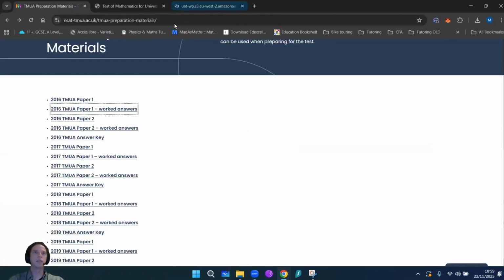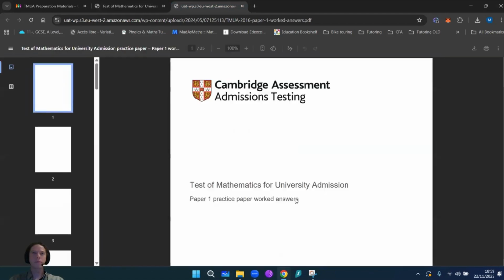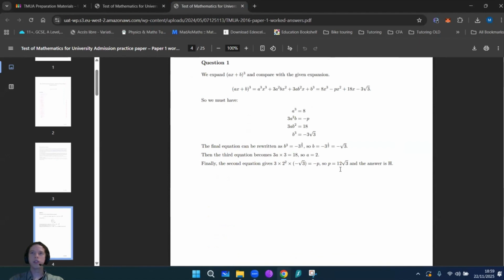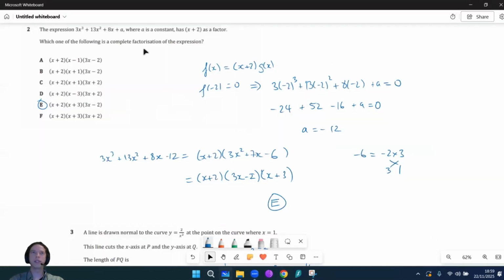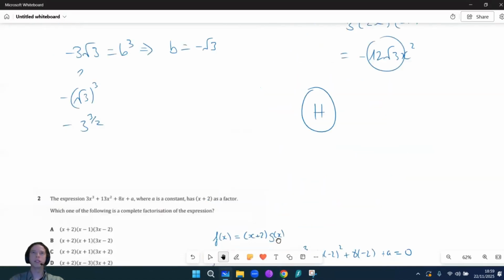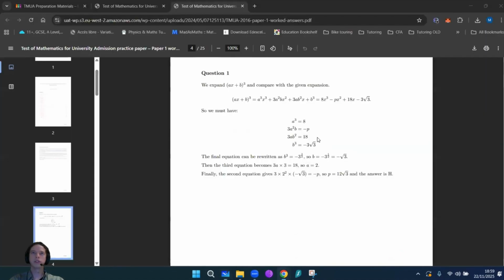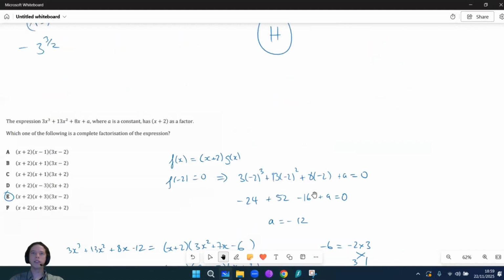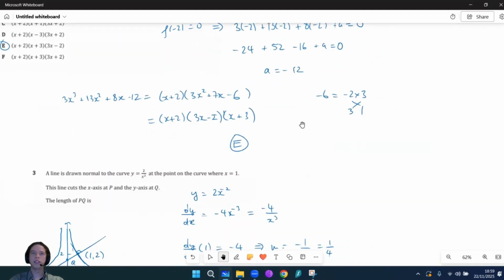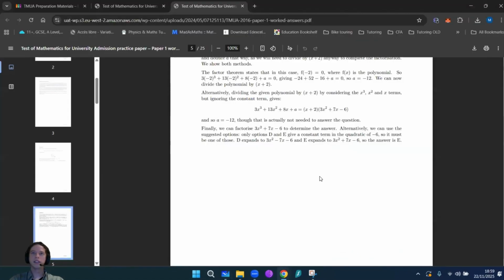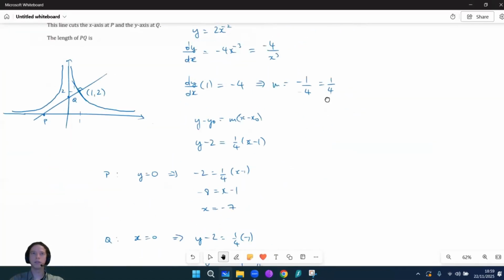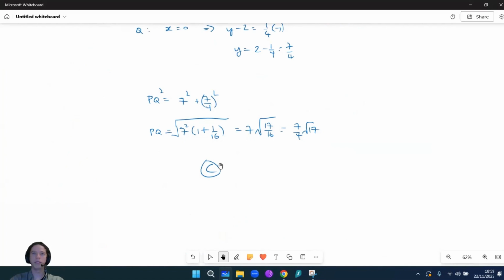Here are the worked answers. Question 1, the answer is H. Let's go back up and look. Yeah, H, super. Question 2, the answer is E. Great. Question 3, the answer is C. I have a very bad short-term memory, but I do think it was C. Awesome.